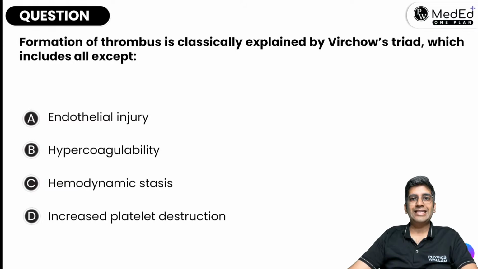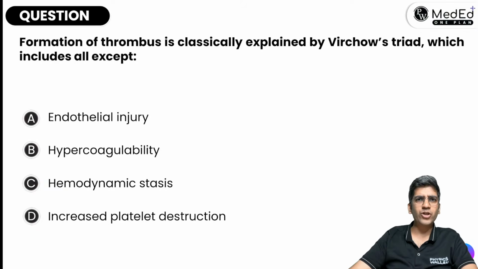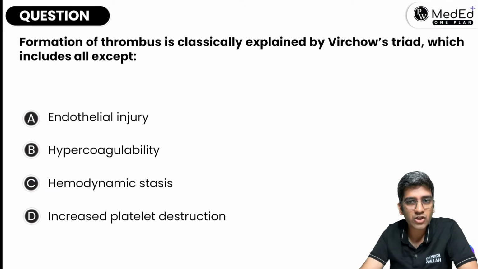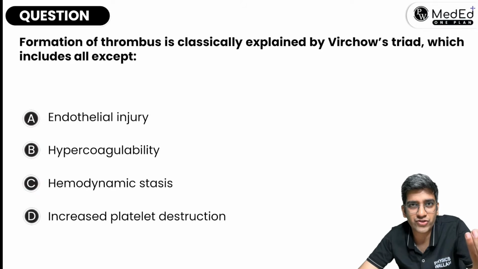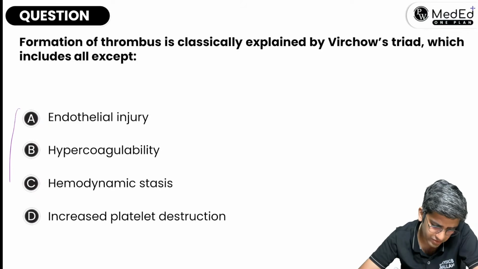Virchow's triad tells us in which conditions we can have a pathological thrombus. After a wound, having a thrombus is normal. If it's pathological, in which conditions can we see it? Virchow's triad is three things, right? Endothelial injury, hypercoagulability, and turbulence or stasis. A, B, and C: all these three are components of Virchow's triad.